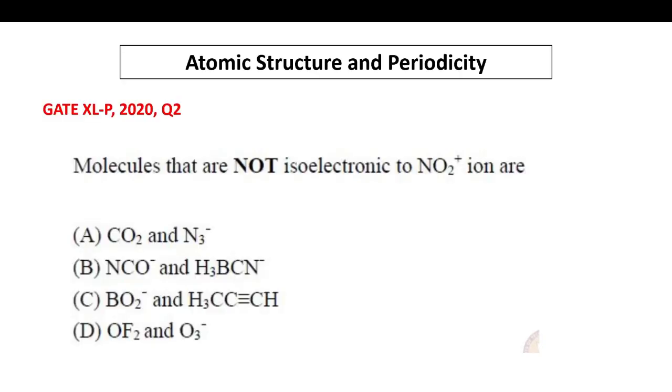Now we need to go to each of these options and calculate which one does not contain 22 electrons, because the question asks for the molecule that is not isoelectronic to NO2 plus. For option A, CO2: carbon has an atomic number of 6, so 6 plus oxygen has atomic number 8 and there are two oxygens, so 8 multiplied by 2, plus 6, that is 22 electrons for carbon dioxide.